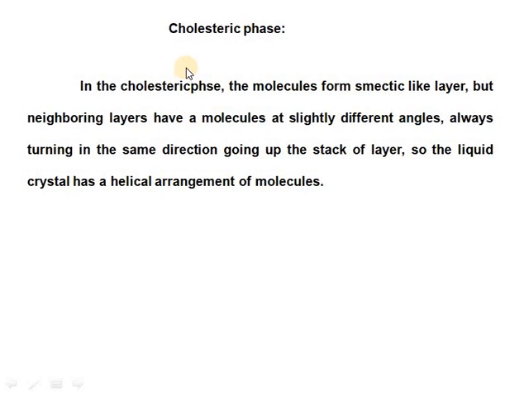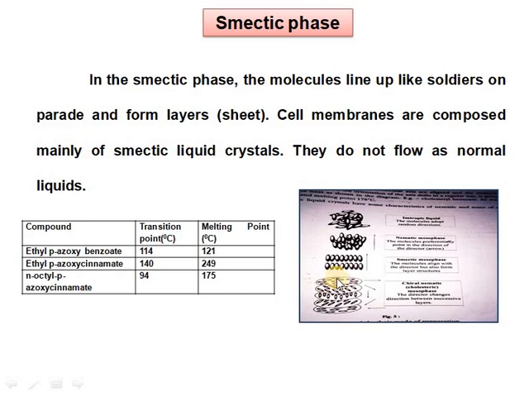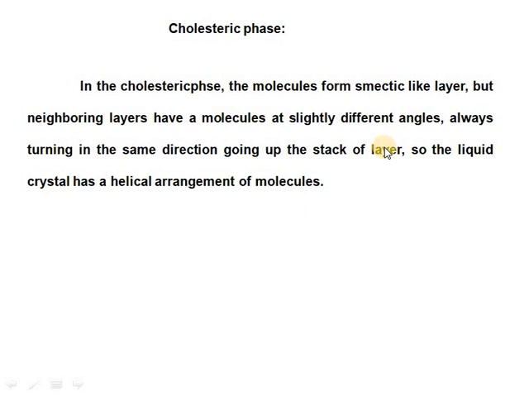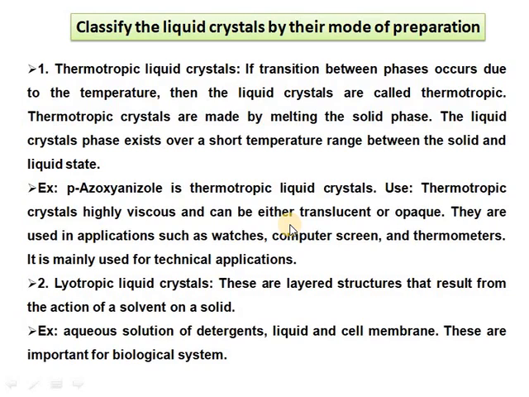Next is the cholesteric phase. In the cholesteric phase, the molecules form smectic-like layers, but the neighboring layers have molecules at slightly different angles, always turning in the same direction. See here, this is a type of cholesteric liquid crystal. It means different angles, right? One direction, then another direction, then this direction. So in the cholesteric phase, the molecules are always turning in the same direction, going up the stack from one layer to the other layer. And so the crystals have a helical arrangement of the molecules.